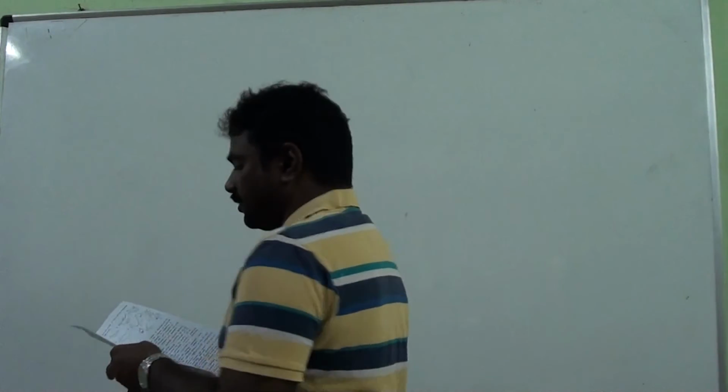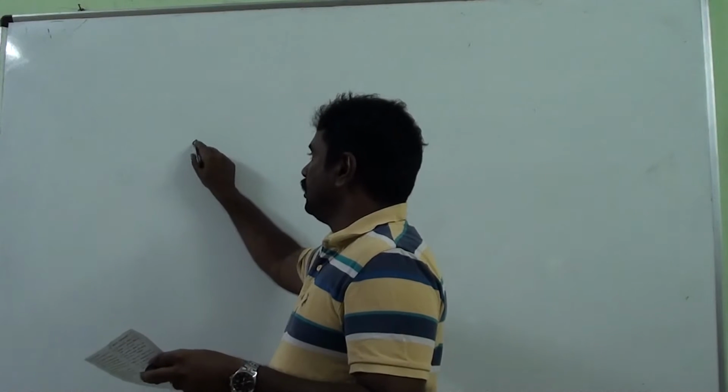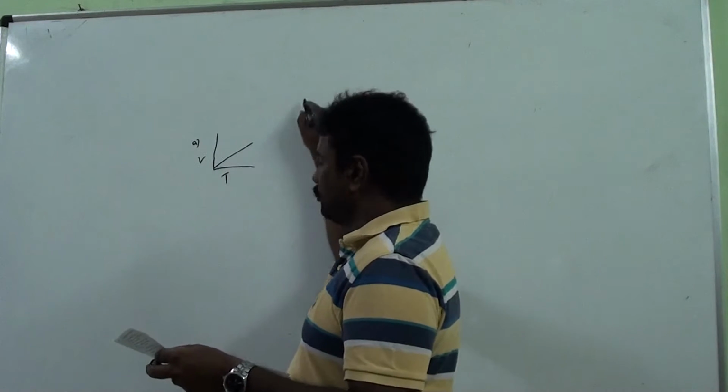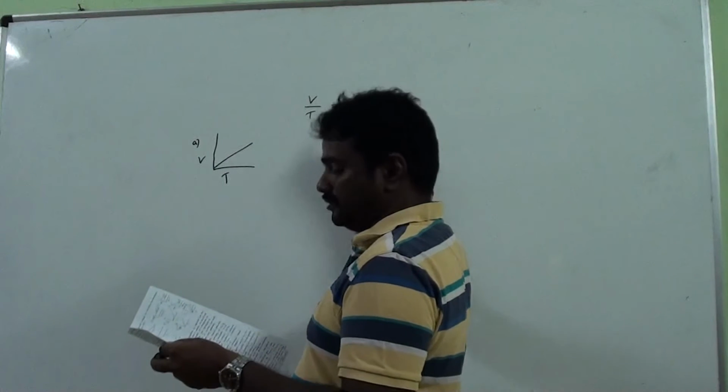Right, first question. Select the number of correct graphs. A is correct, that's standard. Volume and temperature are directly proportional. What is Charles' law? V by T equals a constant.